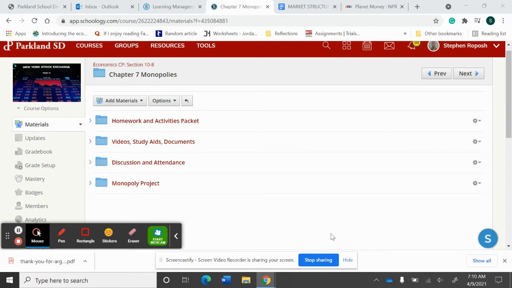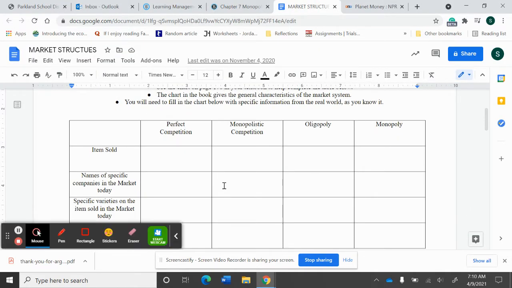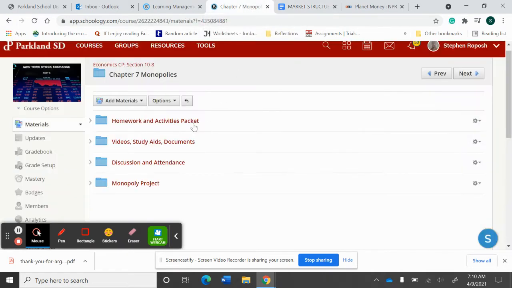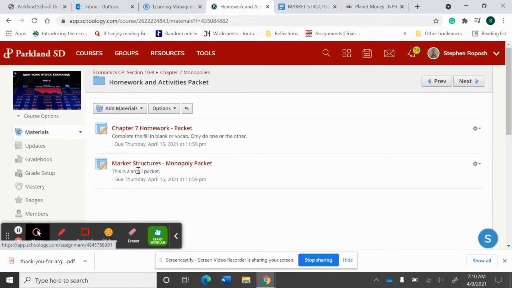Okay, for chapter 7, we are looking at monopolies and we'll be looking at different types of market structures. What that means is we'll be looking at oligopolies, monopolistic competition, monopolies, and perfect competition. Where you can find this worksheet is under homework activities, market structure, monopoly packet. It's a small one.